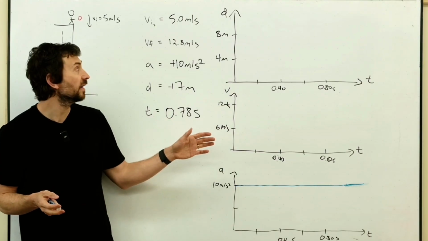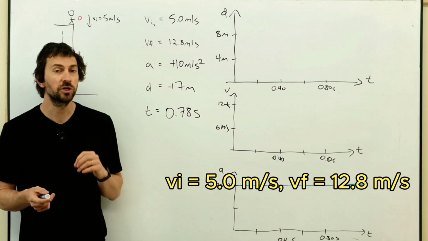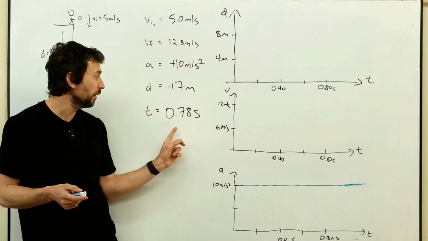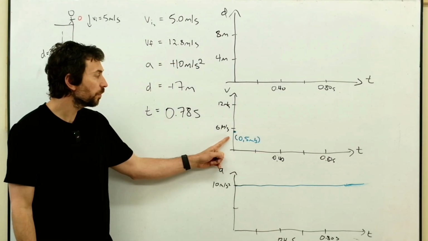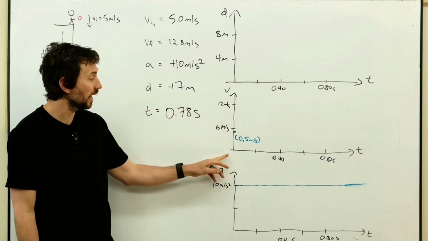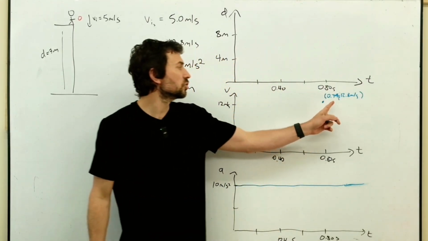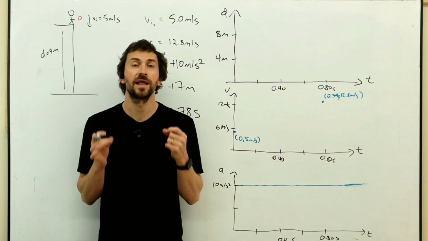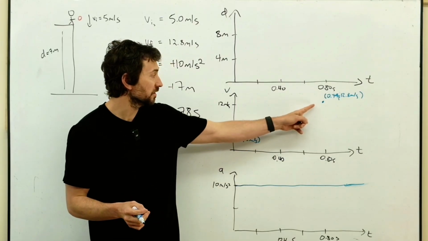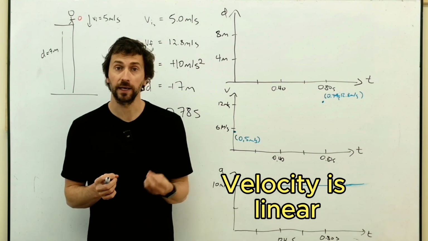When we think about velocity, we have a number for initial velocity and a number for final velocity. So we should put the initial velocity at time is 0 and the final velocity at this 0.78 seconds. So my first point on the velocity graph is going to be here. Velocity is 5 meters per second and time is 0. The next one's going to be over here, which is the final velocity. So at this time, 0.78 seconds, that's when the velocity is 12.8. So that's the initial, that's the final. To draw the graph, I need to remember that here velocity is going to be linear. So I just draw a straight line connecting the two dots.